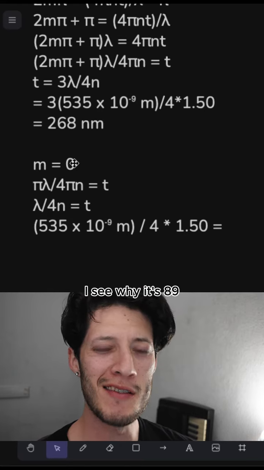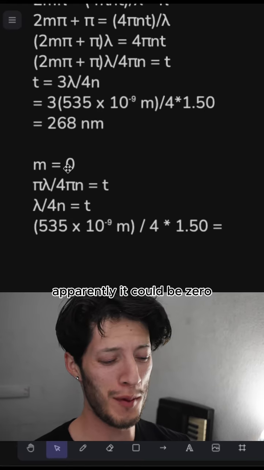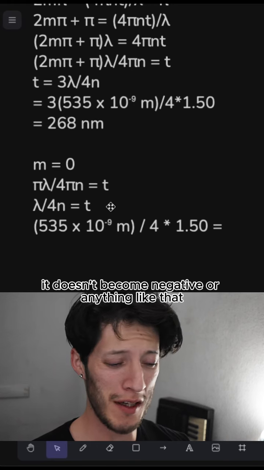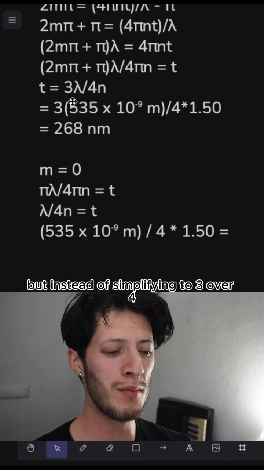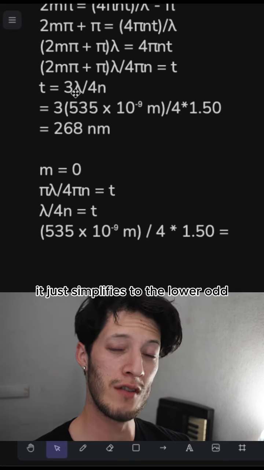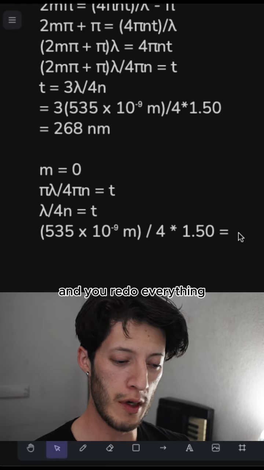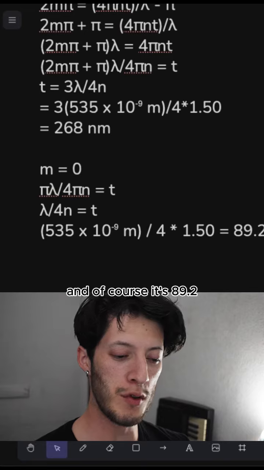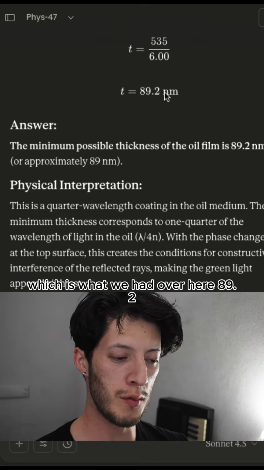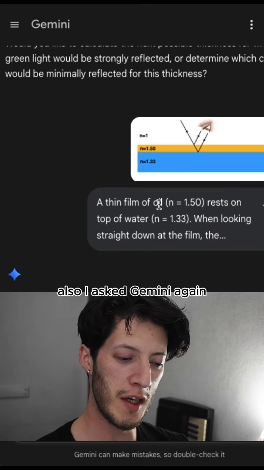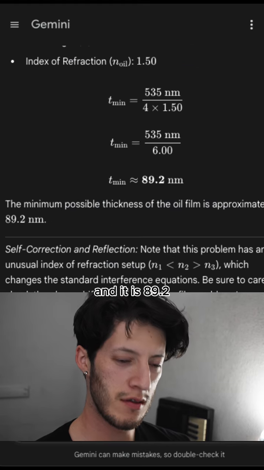I see why it's 89. If you do M0, apparently it could be 0. It doesn't become negative or anything like that. But instead of simplifying to 3/4, it just simplifies to the lower odd, which would just be 1. And you redo everything. And of course, it's 89.2, which is what we had over here, 89.2. Also, I asked Gemini again, but this time with the picture, and it is 89.2.